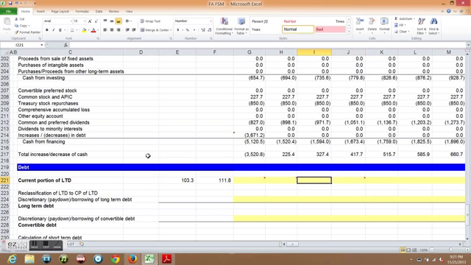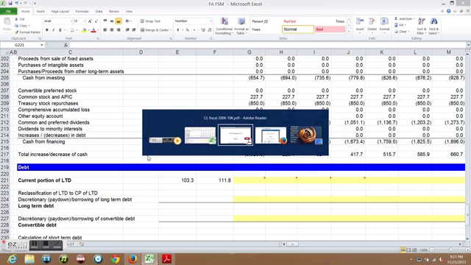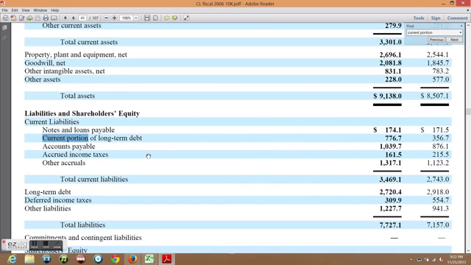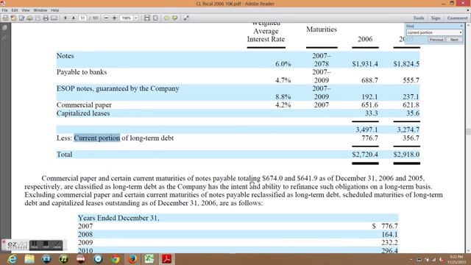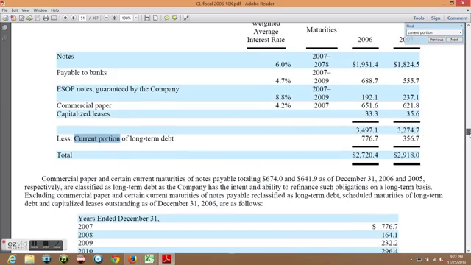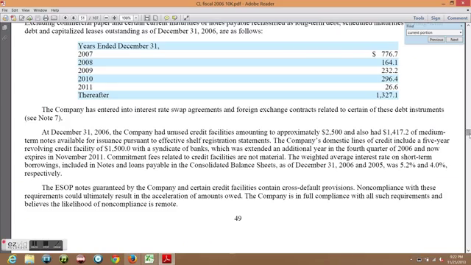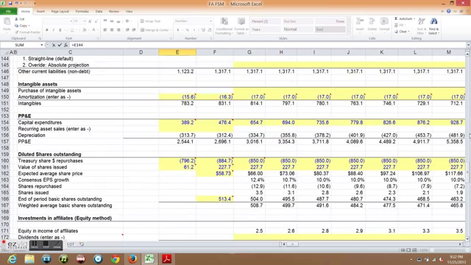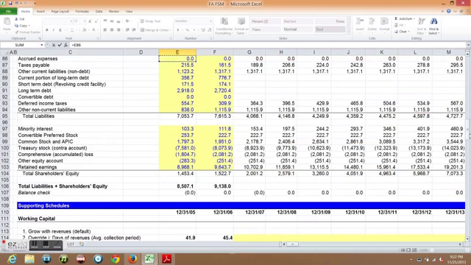So what we need to do is go to our 10-K, go to current portion, and right here is the amount that we need to look at. Oh, sorry, it's going to be page 49. Let me see if I can correct current portion of long-term debt. There.